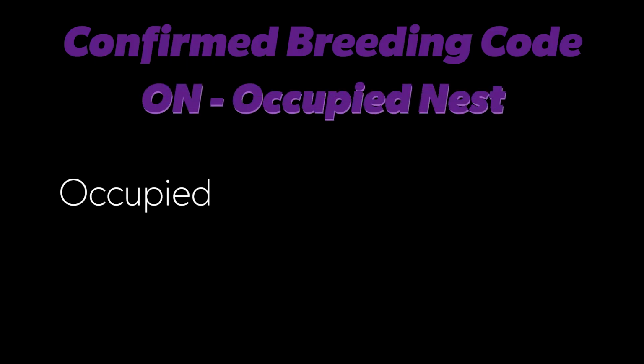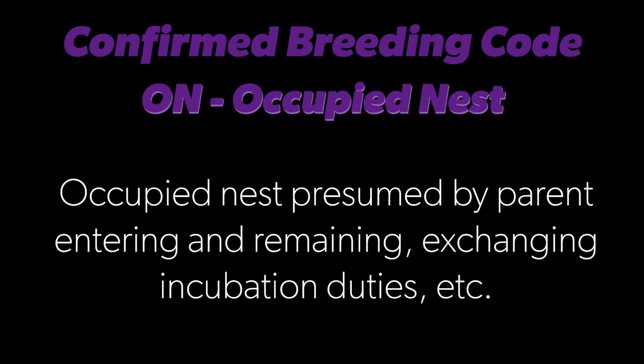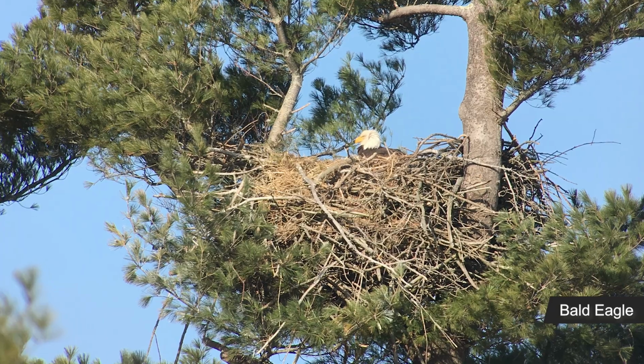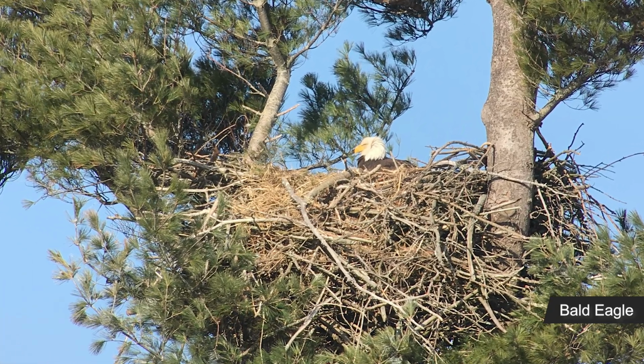Next up is ON, or occupied nest, which we presume by a parent entering and remaining, or exchanging of incubation duties. This is most likely to be used when you can't see the nest, or really into the nest, usually because it is high in a tree or inside a cavity. Or sometimes an adult will be sitting on a nest throughout your observation, so you don't know if there are eggs, young, or possibly neither yet.